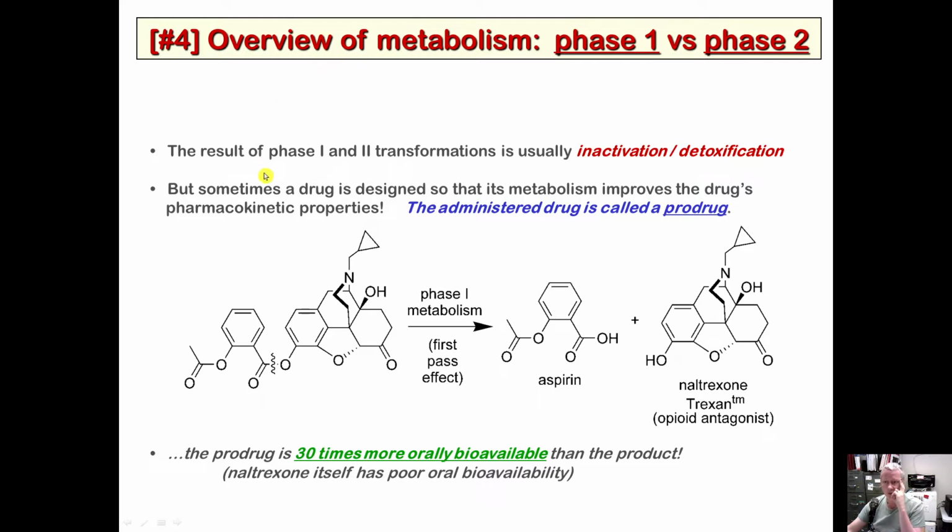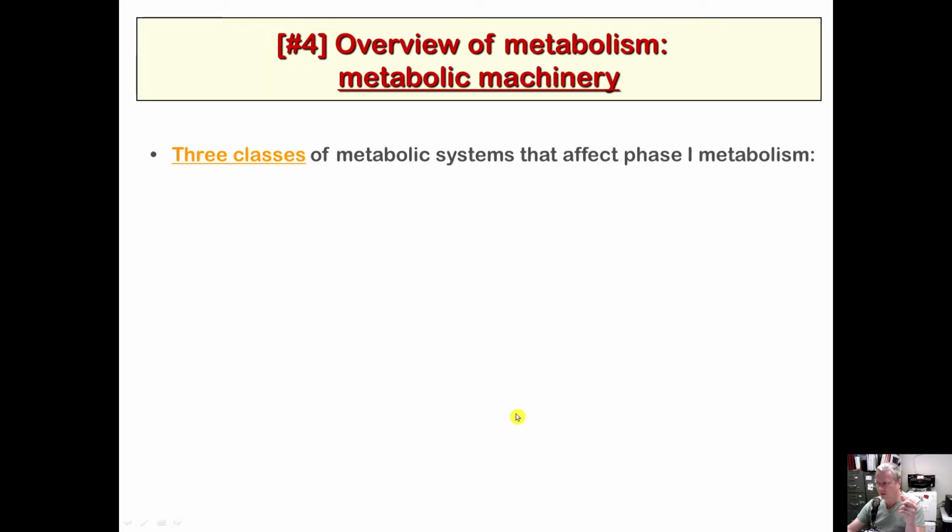Okay, so yeah, we just talked about prodrugs and how this is an example of a prodrug design that improves the oral bioavailability of naltrexone, the opioid antagonist, one of the opioid antagonists. All right, so let's go into some of these reactions now. There are three classes of metabolic machinery that cause phase 1 drug metabolism.